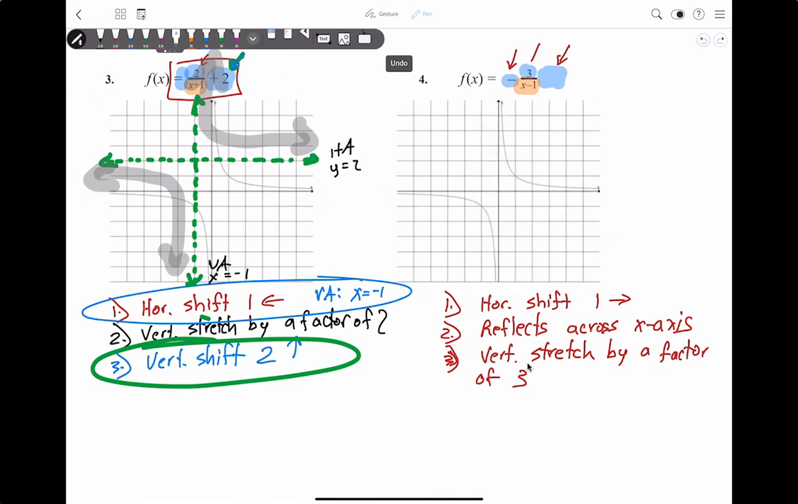So for the sake of time, I'm not going to go through and show you all the steps to get the x and y-intercept and how to transform all of these points.